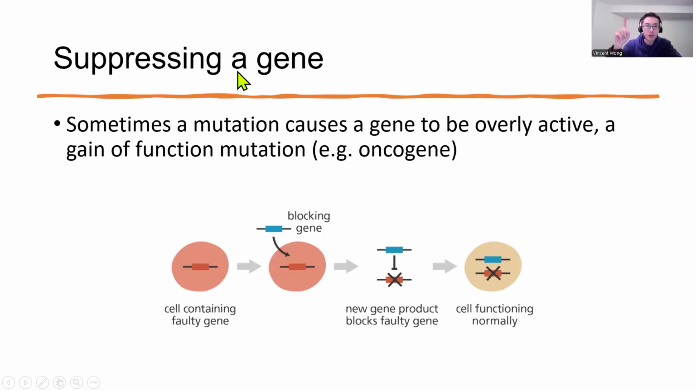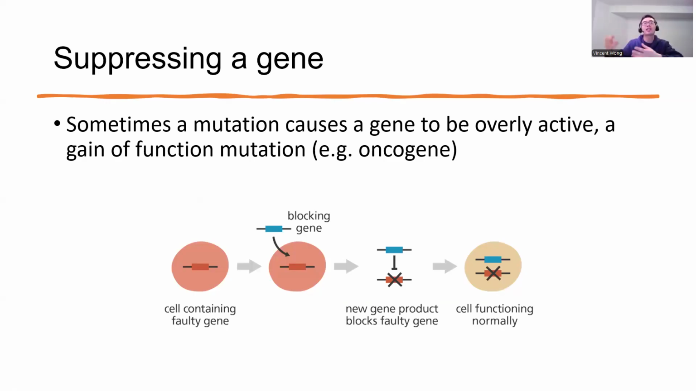That's the second goal. First goal is to replace the defective gene, but as I told you, it's not always possible. Okay? Sometimes you have a dominant situation, then you cannot replace it with a functional gene. And then the next best thing would be to suppress the overly active gene. We already talked about oncogene before. A proto-oncogene is a normal gene that promotes cell division, but oncogene is a mutated version of that.